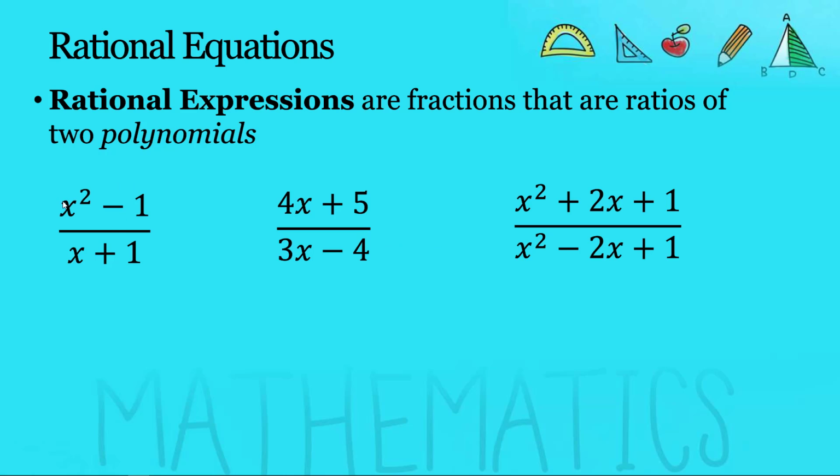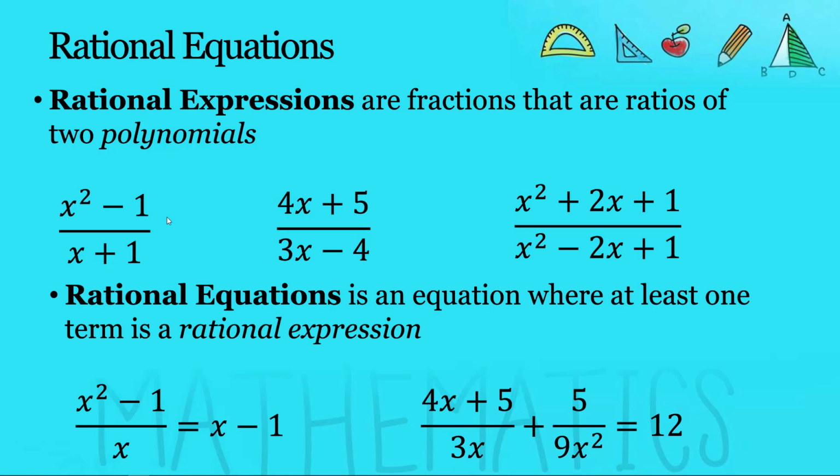You can tell that because the numerator and the denominator are ratios of two polynomials. So unlike fractions, which are ratios of two integers, rational expressions are ratios of two polynomials. Now, if you have an equation where at least one of the terms is a rational expression, well, guess what? You have a rational equation. And here are two examples of rational equations.